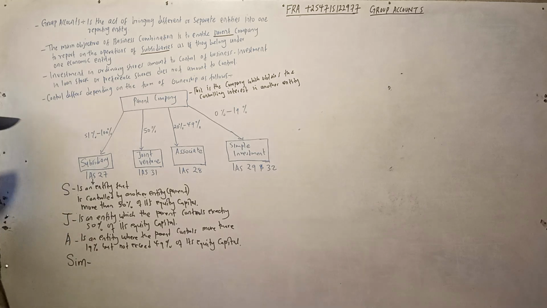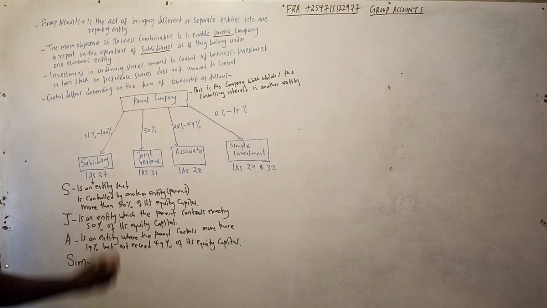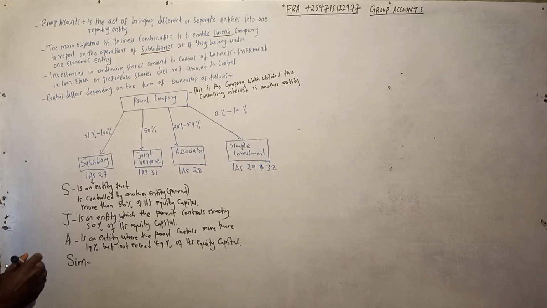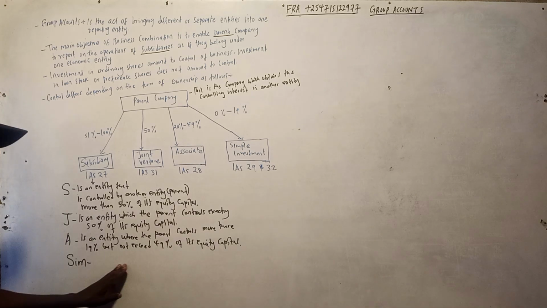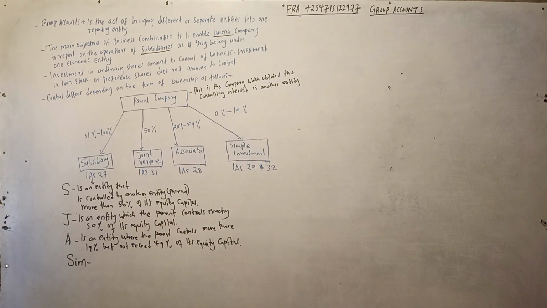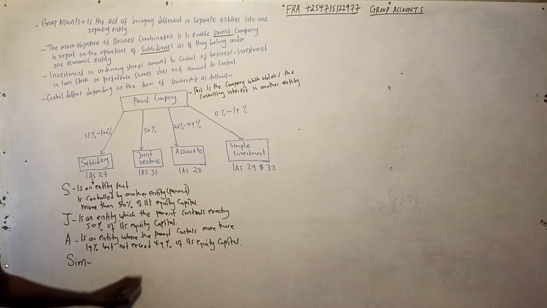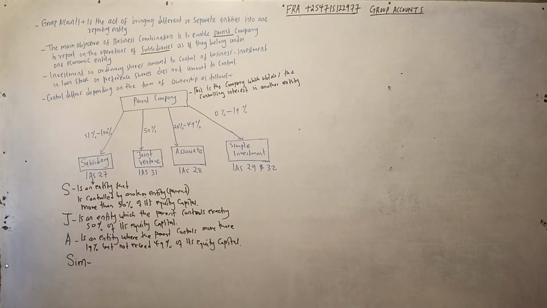Same will apply to simple investment. A simple investment is an entity where the parent controls between 0 to 19% of its equity capital.